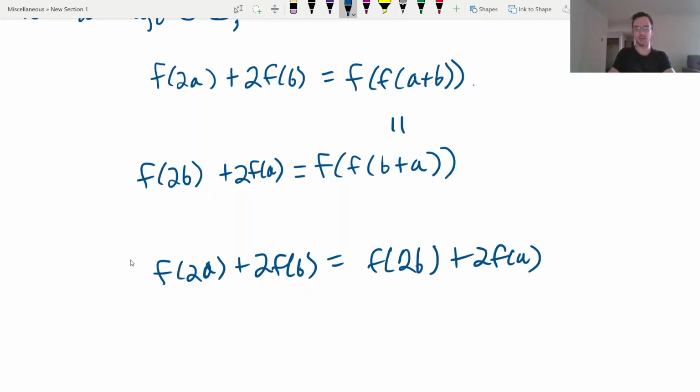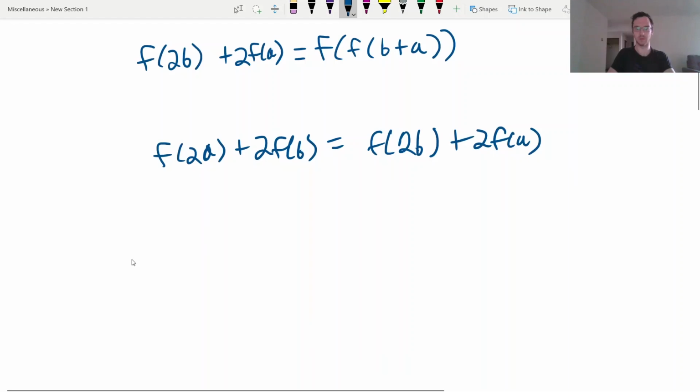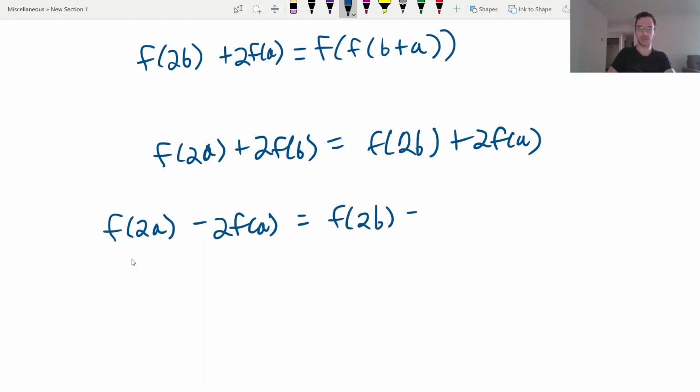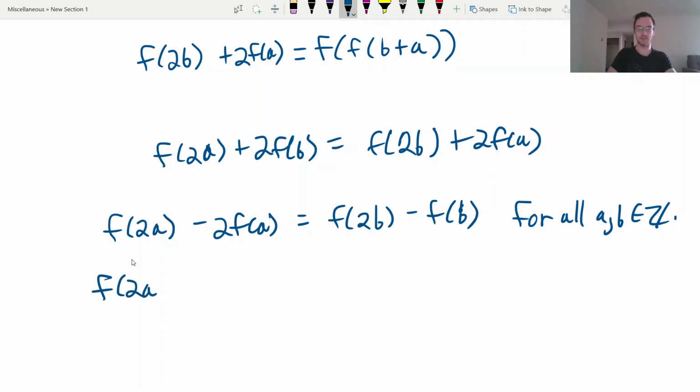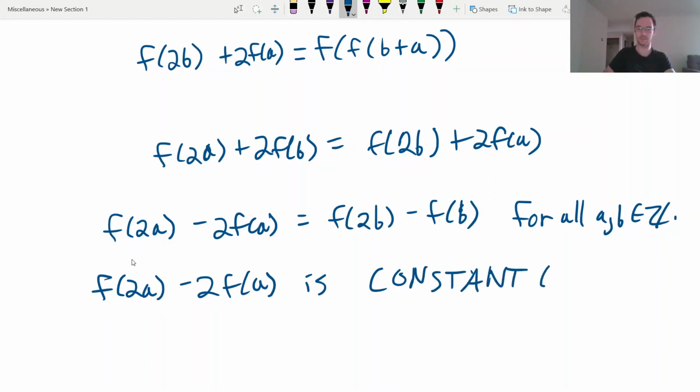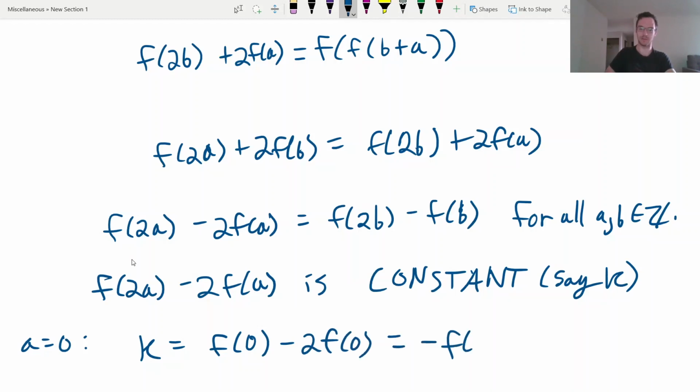And now, grouping the terms involving a and b respectively to their own sides, we see that f(2a) minus 2f(a) is equal to f(2b) minus 2f(b). So what this tells you is that the quantity f(2a) minus 2f(a) is constant, since this is true for all a and b. Say k. And just for example, we could set a equal to 0 to see that k is equal to f(0) minus 2f(0), or negative f(0).